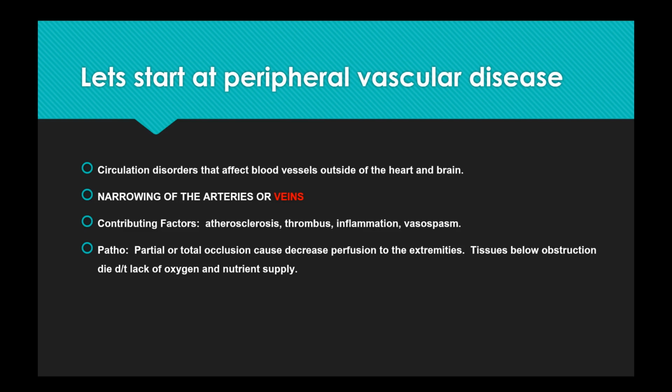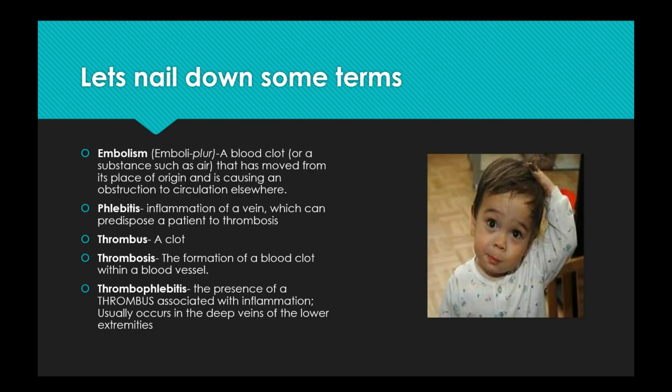Alright, so with that being said, let's go on to the next slide here. So we're going to nail down some terms, right? I've been kicking around a few already that you're maybe familiar with or unfamiliar with. An embolism is a blood clot or a substance such as air, it could also be a fat emboli, etc., that has moved from its place of origin and is causing an obstruction of circulation elsewhere. So something that's dislodged and moves and is causing circulatory compromise.